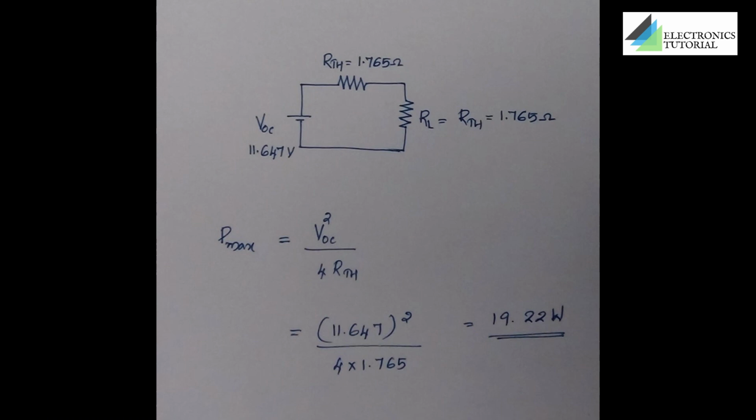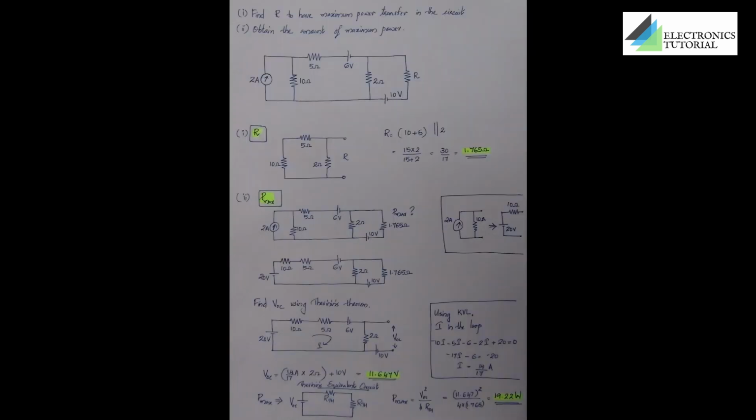We can substitute the values 11.647 square divided by 4 into 1.765 and we'll get it as 19.22 watts. So this is our final answer, that is the maximum power that is obtained from this circuit. I'm sharing the complete picture of this problem. Just go through this and try to do this problem by yourself.